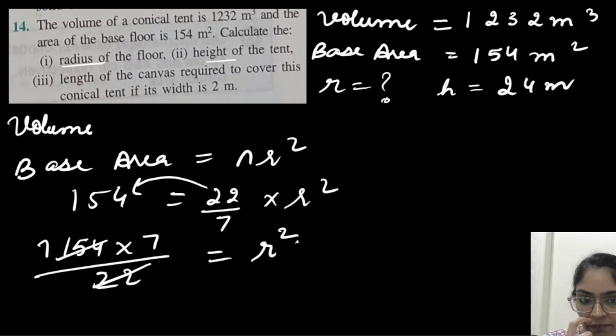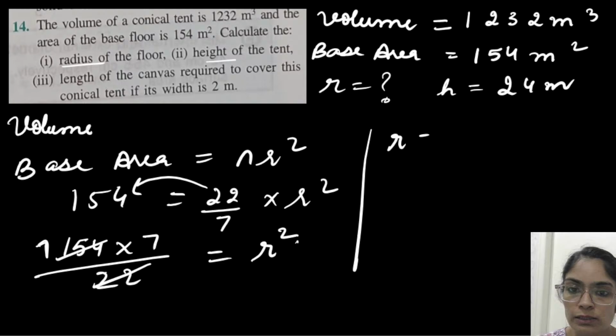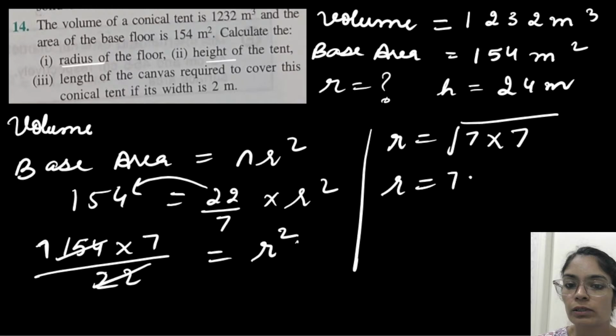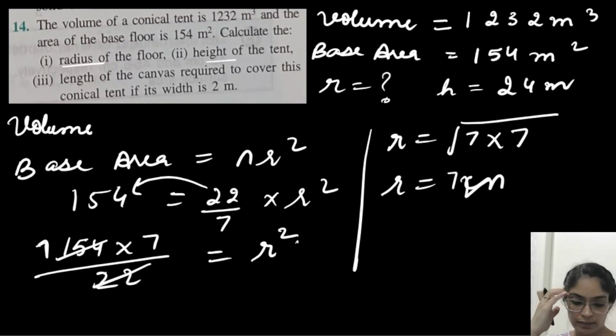Now, in many questions we have done, I think you should remember these things. So 7 into 7, r square is 7 square. If we shift it to the other side, it will become square root. So that means r is equal to 7 meter. Yes, so r is equal to 7 meter. Height is 24 and radius is 7.